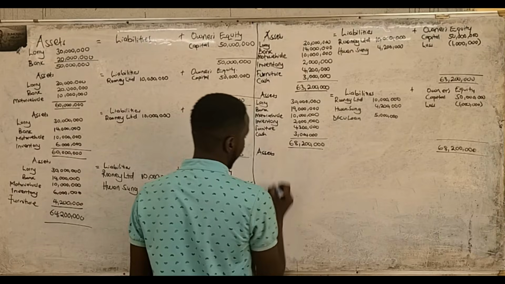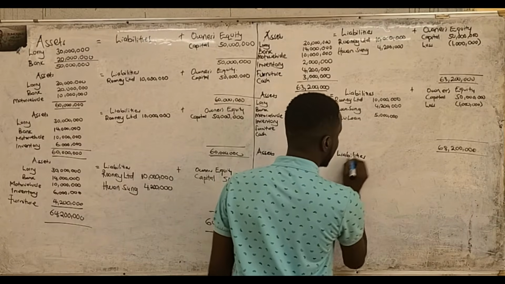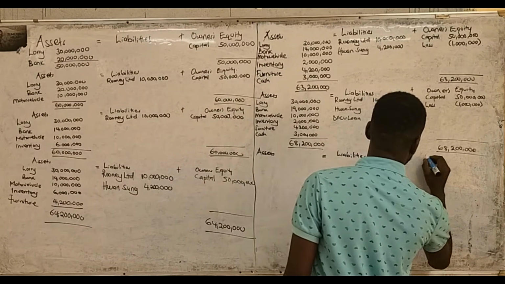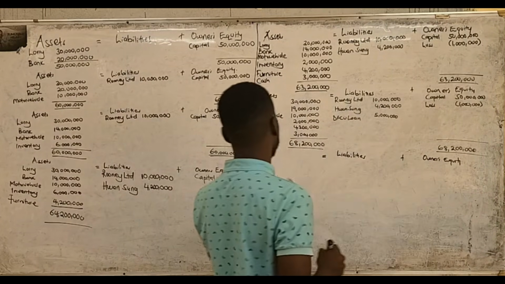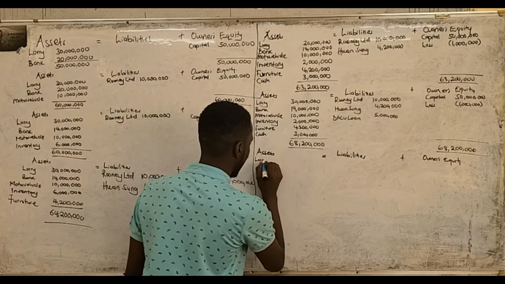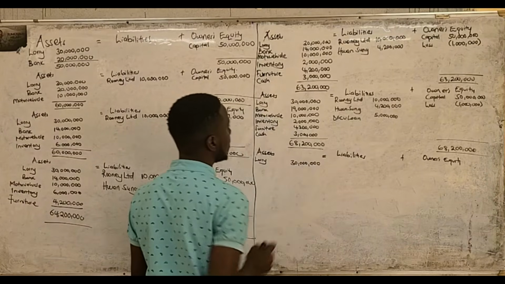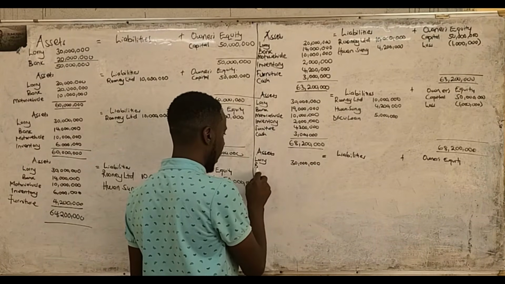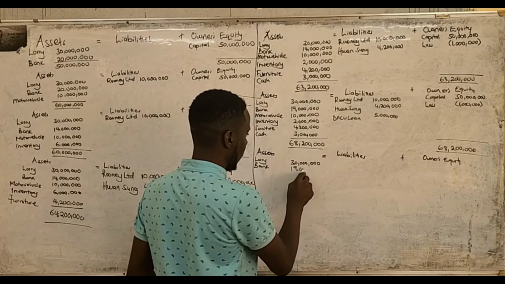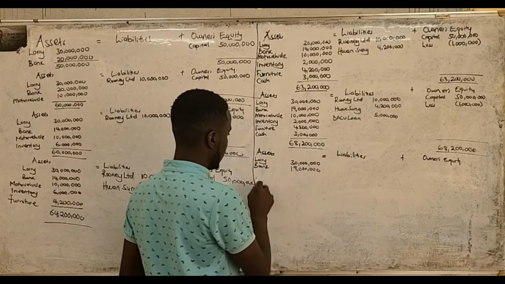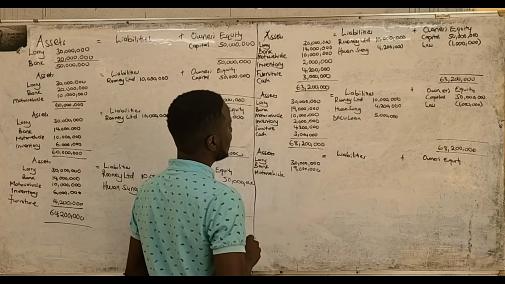Our assets equals to liabilities, then plus owner's equity. Now, we start with our assets. We have lorry, and our lorry was 30 millions. We have cash at bank, and our cash at bank is 19 millions. We have our motor vehicle is 10.